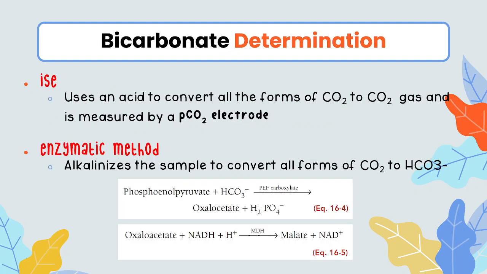So for the determination of your bicarbonate, ISE can be used. Here for your ISE, it uses an acid to convert all the forms of your carbon dioxide to carbon dioxide gas. And yung electrode na ginagamit natin, di ba, maalala nyo pa, yung PCO2 electrode natin, or what we call your partial pressure of carbon dioxide. Now, enzymatic method could also be used, in which we need to alkalinize our sample first to convert all forms of carbon dioxide to bicarbonate.